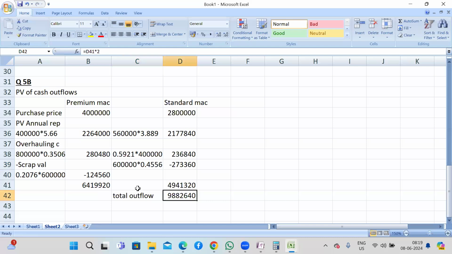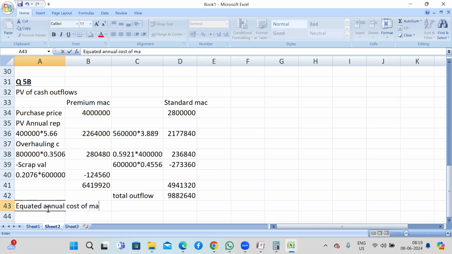In this way you can calculate, or else we can calculate equated annual cost of cash outflows, because this is 12 years and this is for 6 years, so we can't compare as it is. So we can calculate the equated annual cost of the machine. How you're going to calculate: total cash outflows divided by annuity factor.